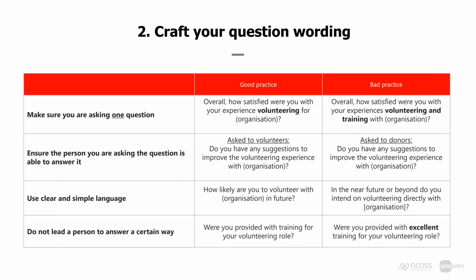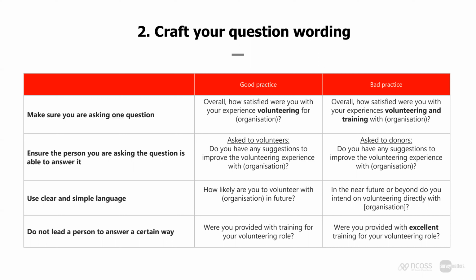Finally, another really important thing to keep in mind is don't lead people to answer in a certain way. For example, we've got a question up there that suggests, were you provided with training for your volunteering role? And that's a very simple yes or no. You were or you weren't provided with the training. However, if you ask, were you provided with excellent training for your volunteering? The word excellent leads the respondent to think that the training may be well regarded in the industry and is of high standard, making them more likely to agree.